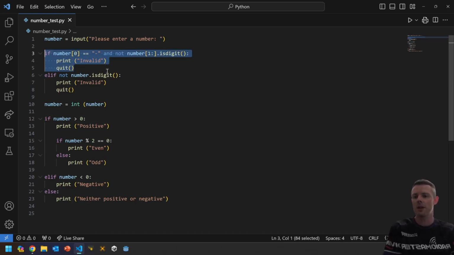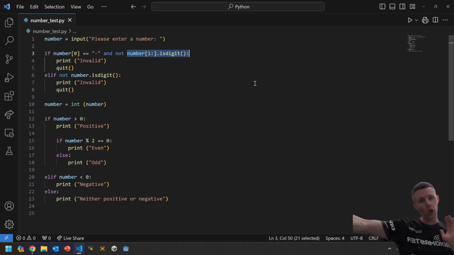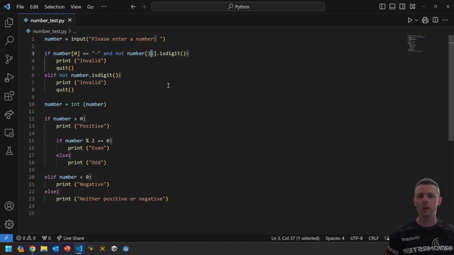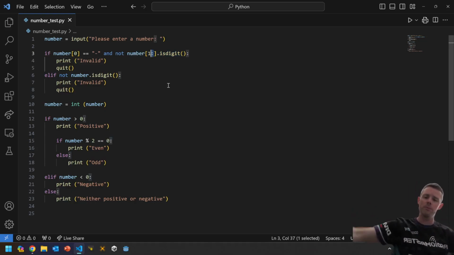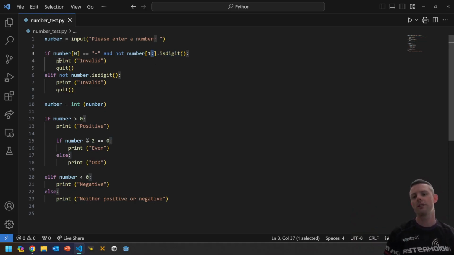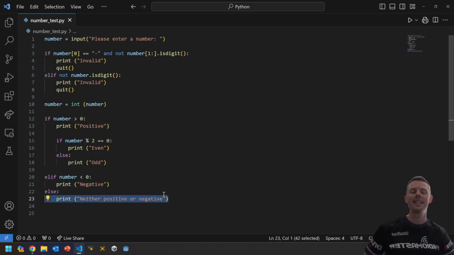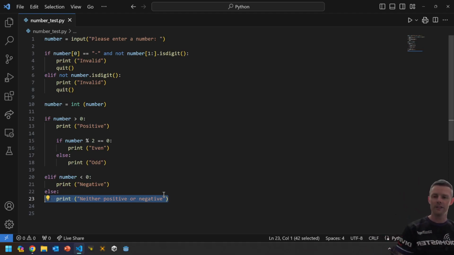So this is the if statement I was talking about. If the first character is negative and the rest of the number is not a digit, so 1 colon strips out all the other letters except for the first symbol. And if it's not a digit, we print invalid and quit again. Then it goes to converting a number. You can see I've swapped that to a 0. There's my less than 0 to say it's negative. Otherwise, it's neither positive nor negative.